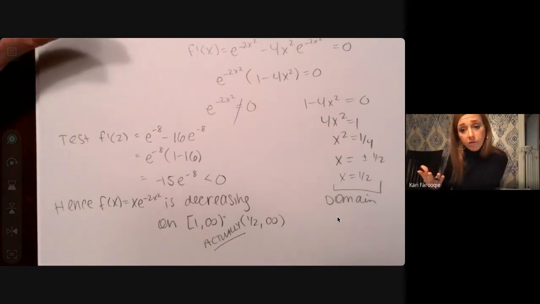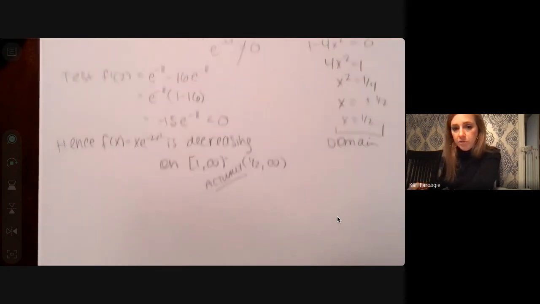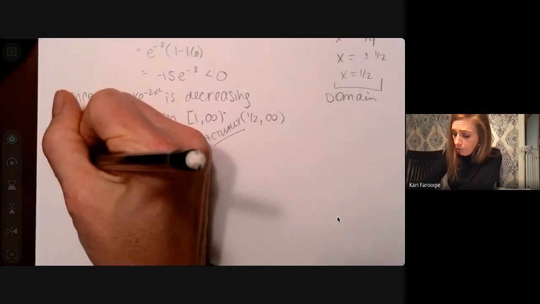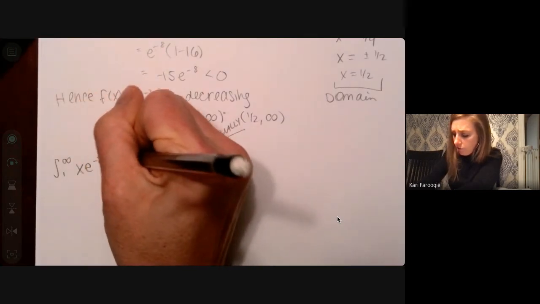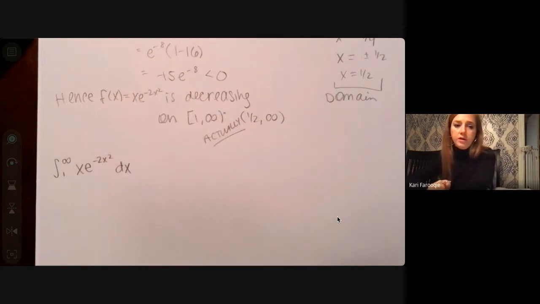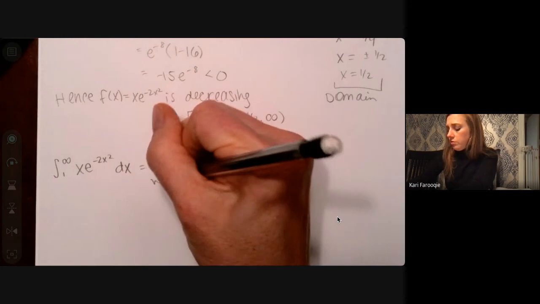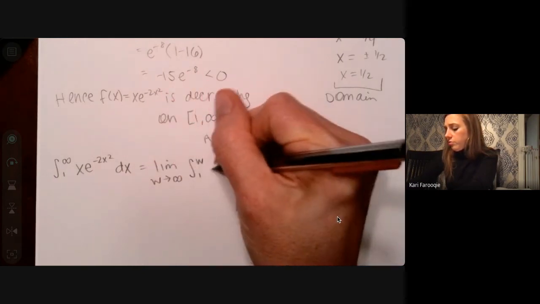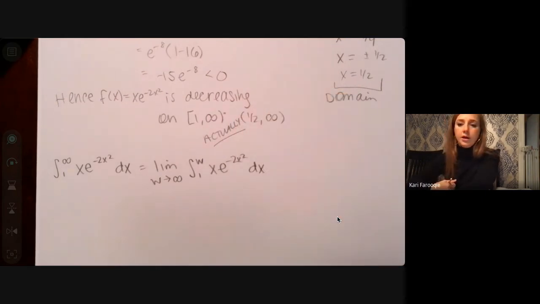Okay, once you have that, now we're going to go ahead and use the integral test. Go ahead and set up your improper integral. We're going to go from 1 to infinity of x e to the negative 2x squared dx. We're going to rewrite this as the limit as w approaches infinity of the integral from 1 to w of x e to the negative 2x squared dx.